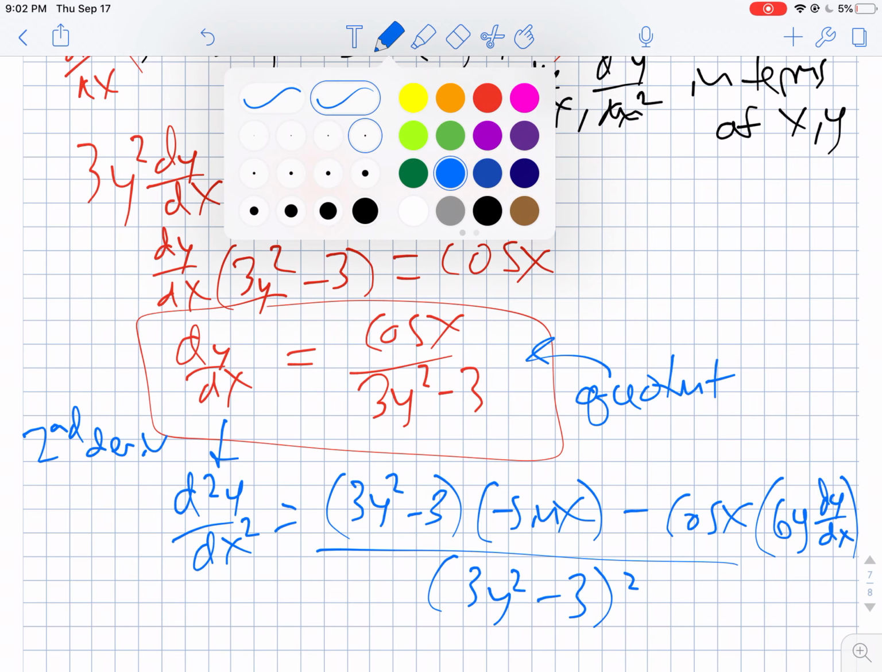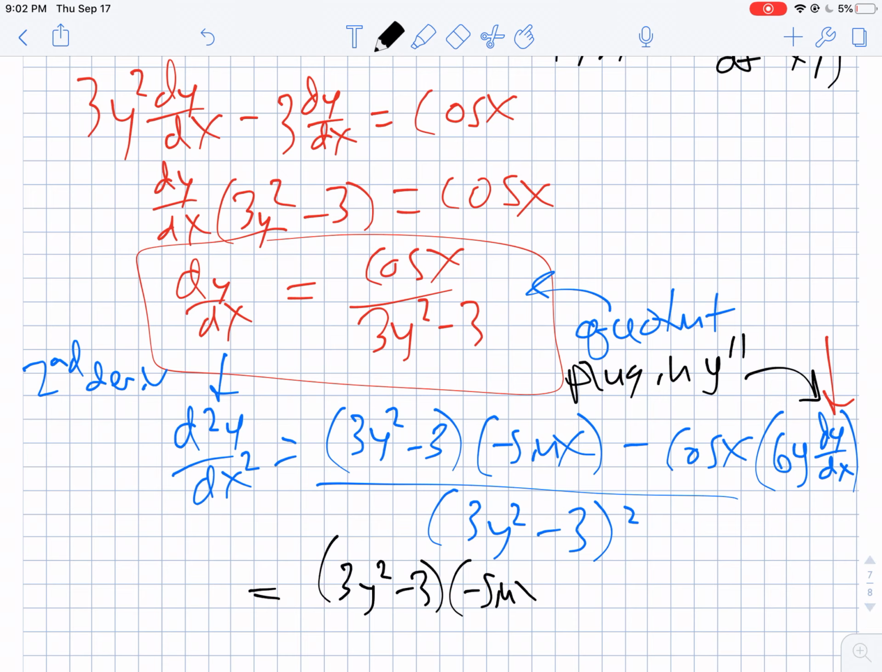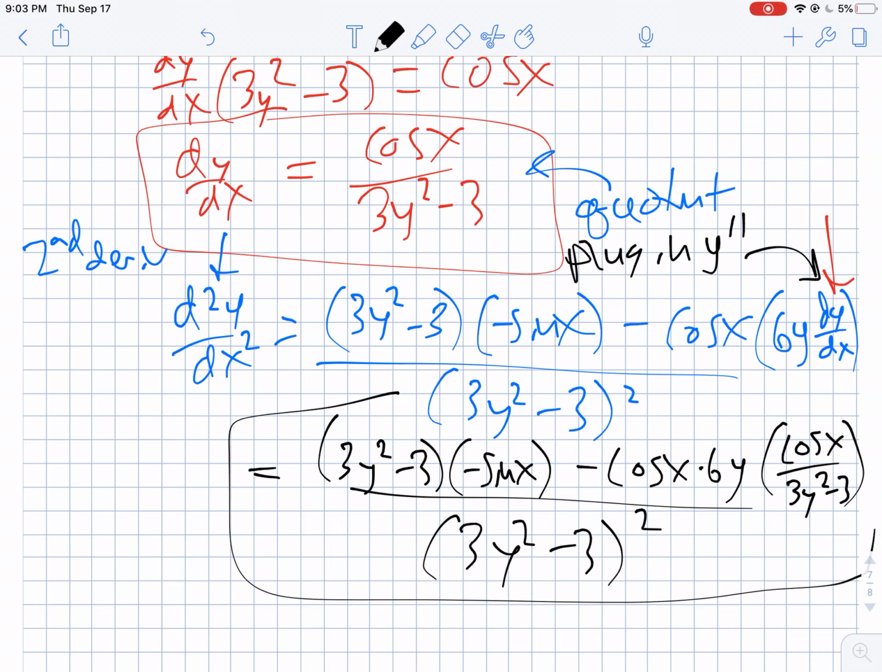Okay, now the last step, of course, is just plugging in for the dy dx. So let's go ahead and plug that in. So we found that again right here. So we just plug this in to my second derivative. So we're going to get 3y squared minus 3 times negative sine x minus cosine x times 6y times, and we have a fraction of fraction, which of course is disgusting. And we will divide this whole thing by 3y squared minus 3 squared. Now, you're definitely not going to simplify this, and I know this is hideous, but that's the idea. So yeah, second derivative is take the derivative of the derivative and plug in the dy dx.